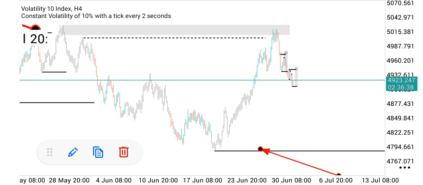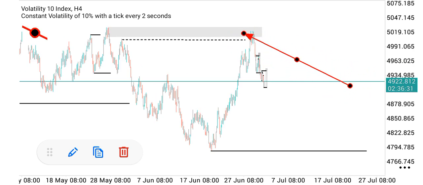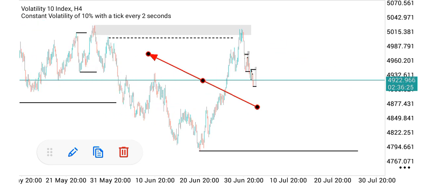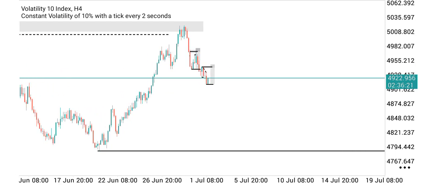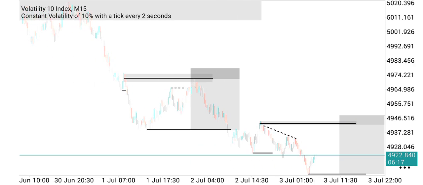But before the market clears the sell side liquidity, it will take days. It will take me waiting for days, sometimes weeks or months. So I do something. This is where A plus setup makes sense. I went to my 15 minutes time frame. On my 15-minute time frame, I got this setup.